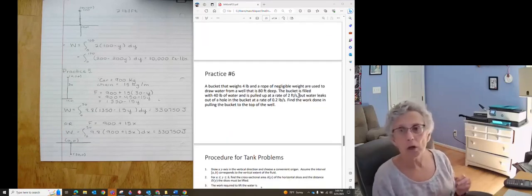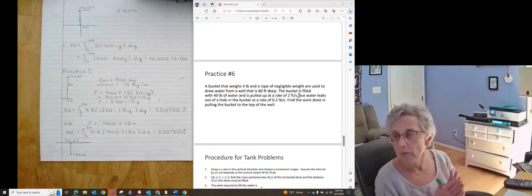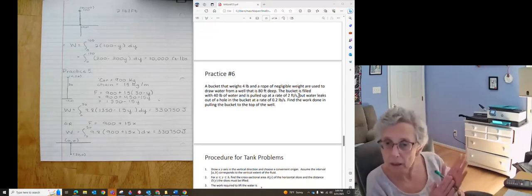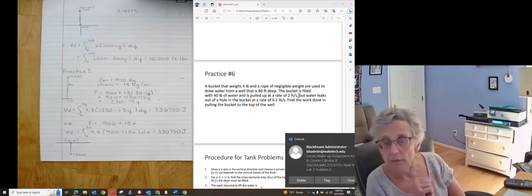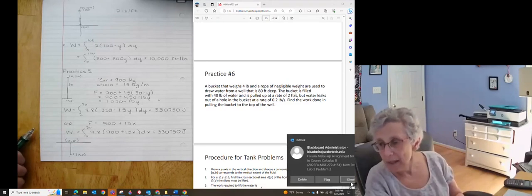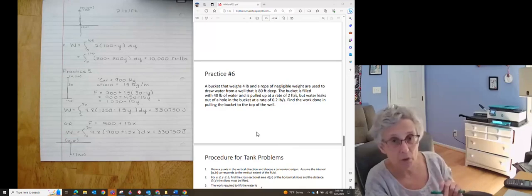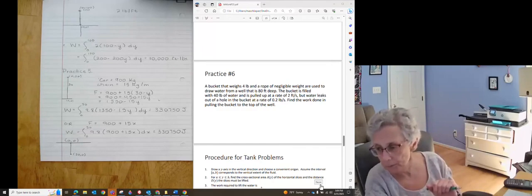This one's a little more complicated. Now we have a bucket that weighs 4 pounds and a rope of negligible weight. So we're not going to worry about the rope, but we have a bucket of water that is leaky. So we have to account for the water coming out of the bucket. And this one's in pounds, so you don't have to worry about a gravity constant. Give it a try on your own.